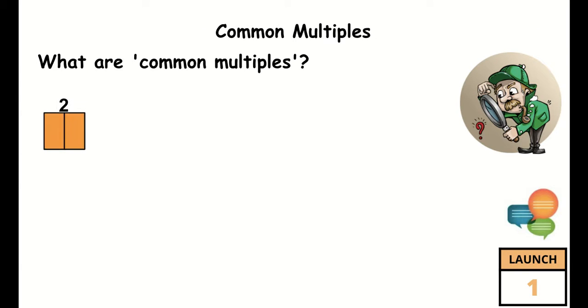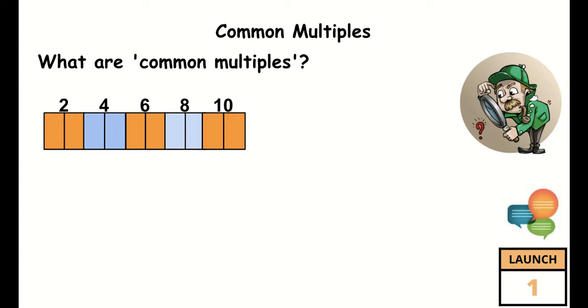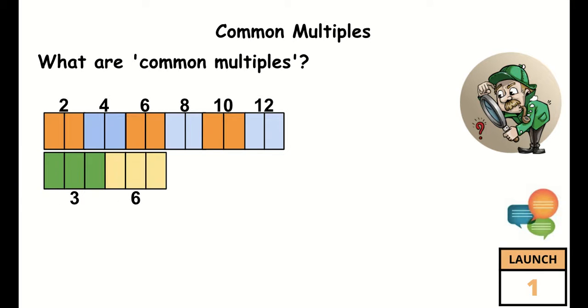For example, the multiples of 2 can be laid out as the lengths of 2 up through, say, 12 or beyond. And then if we compare that to a tape diagram with multiples of 3, we see that the first length that they have in common is 6. And that means that 6 is a common multiple of 2 and 3. And the next common multiple is 12.